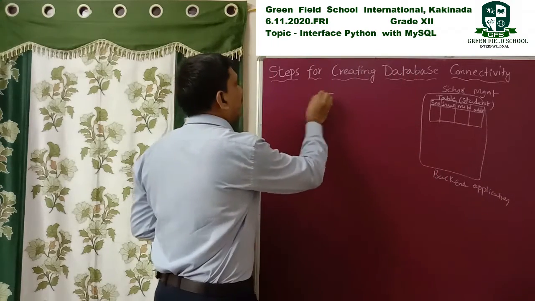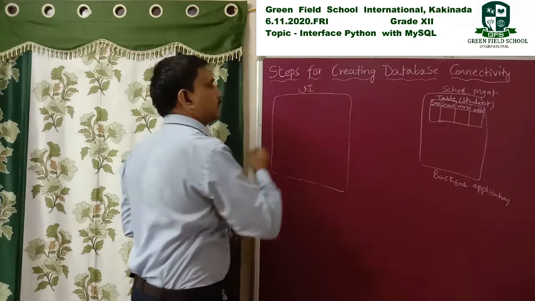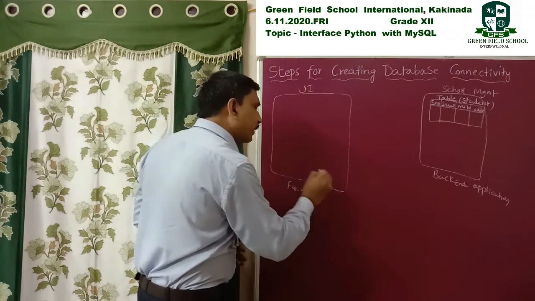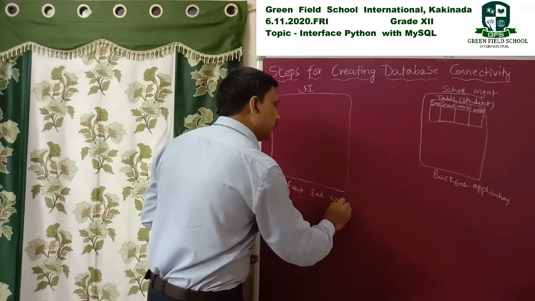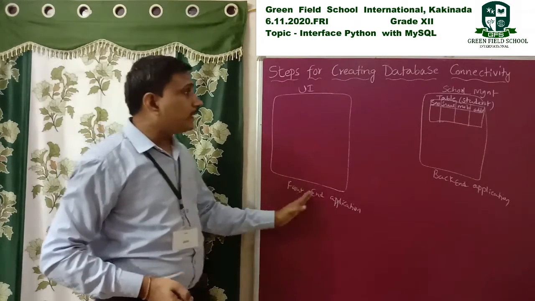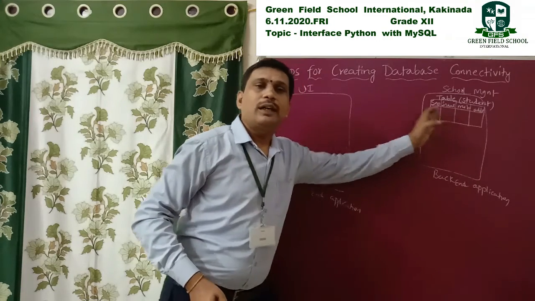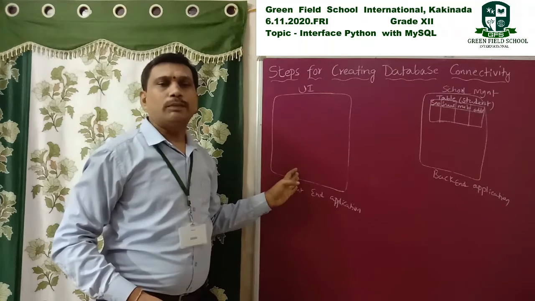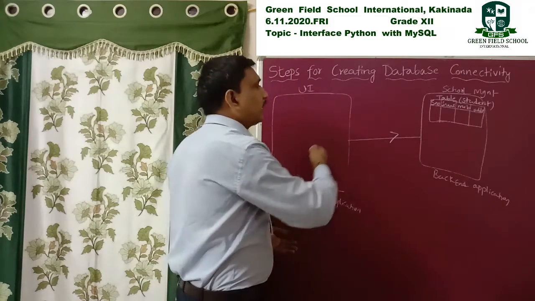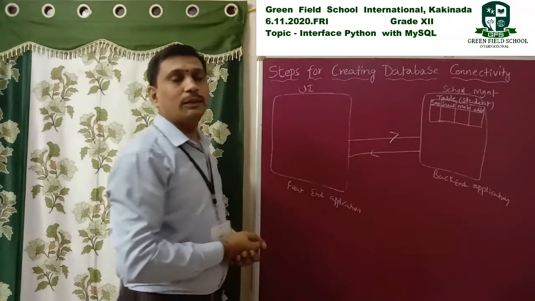Next, coming to here, I use one user interface. So this one is the front end application. How does this front end interact with these back end tables, and how are these back end tables used in this front end application? Here two-way communication is established. The data is used in these front end applications.